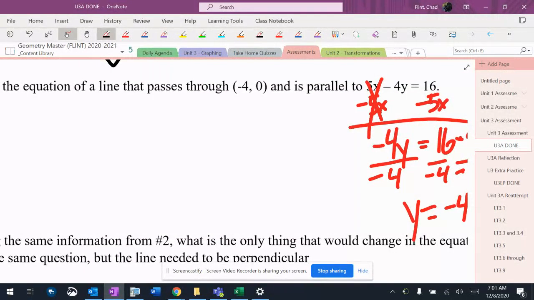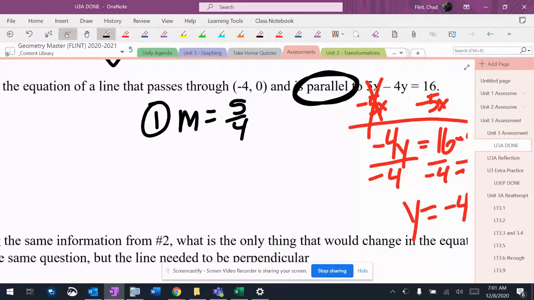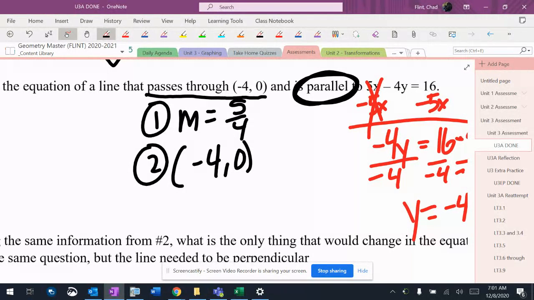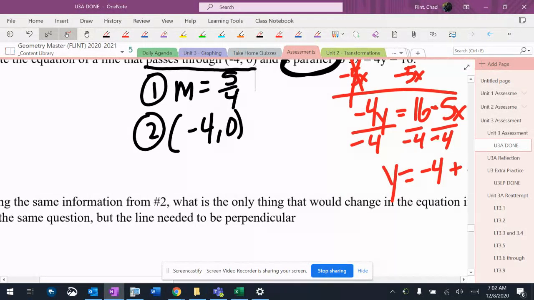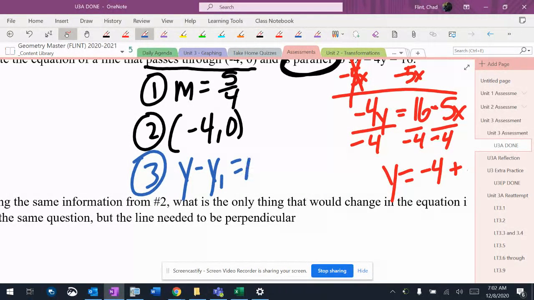To find the equation of this line, I need a slope, which I just figured out. Let's see here, it was 5/4. It says the word parallel. That means the slope stays the same. It's not perpendicular. And then I need to know what point it goes through. It tells me right here that it passes through -4, 0. So the last thing I have to do with any of this stuff is put it in the formula.